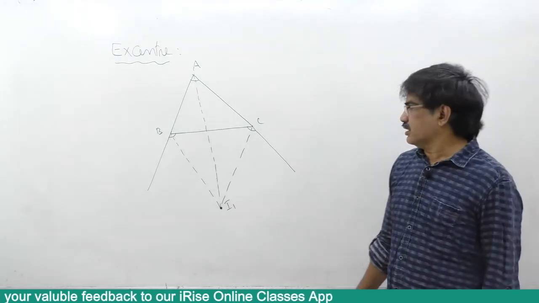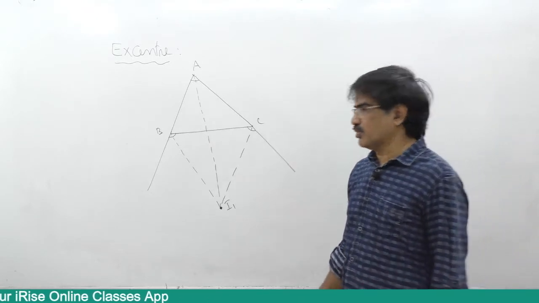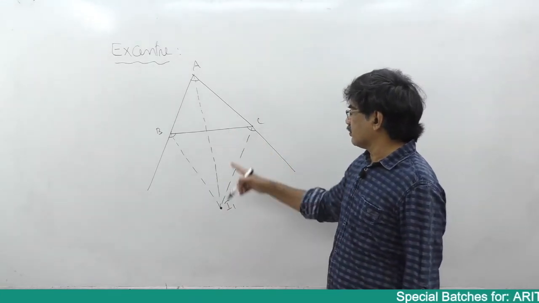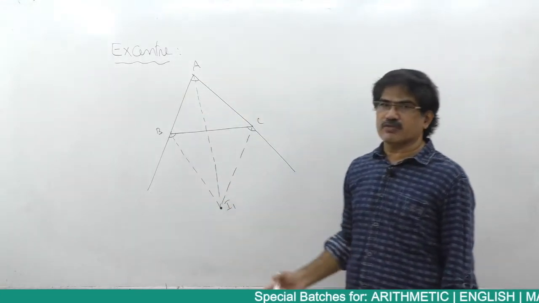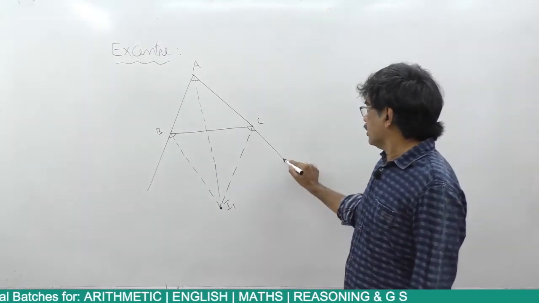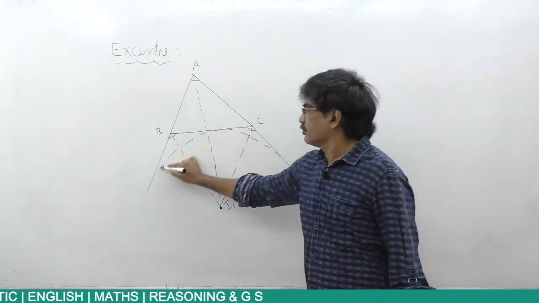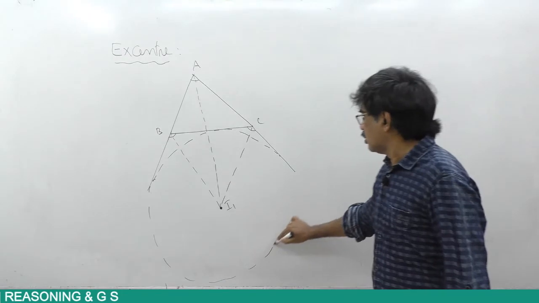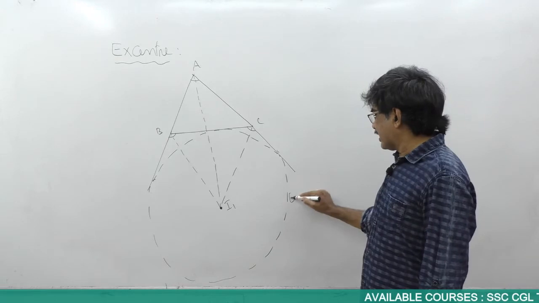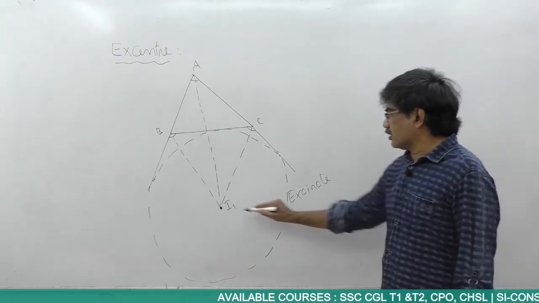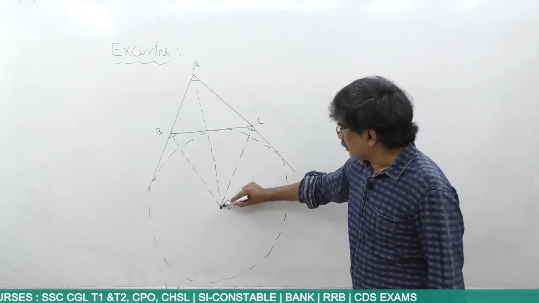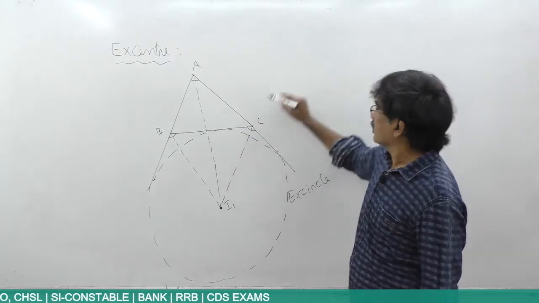Why is it called the excenter? Already you know what an angular bisector is. Every point on this is equidistant from these two lines, and this point is equidistant from these three lines. Therefore, if you draw a circle, the circle touches all three sides of the triangle externally. This is called the excircle, and this point is called the excenter. If you draw a perpendicular, it is the radius of the circle.